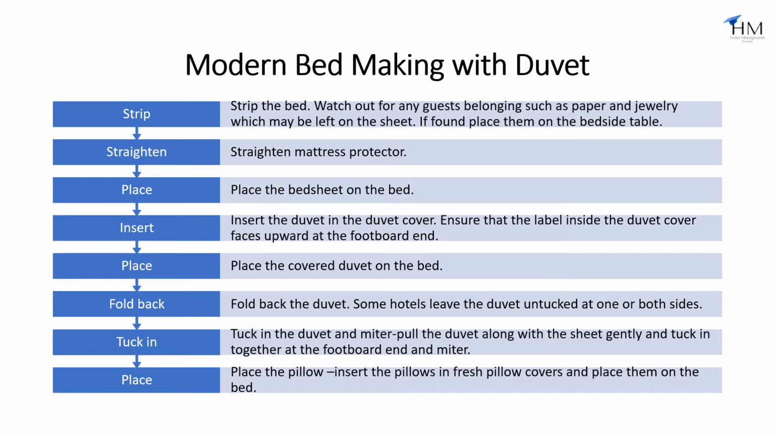Number 2, straighten mattress protector. Number 3, place the first bedsheet on the bed. Fourth, insert the duvet in duvet cover. Ensure that the label on the duvet cover faces upward at the footboard end. Place the covered duvet on the bed. Fold back the duvet. Some hotels leave the duvet untucked at one or both sides.